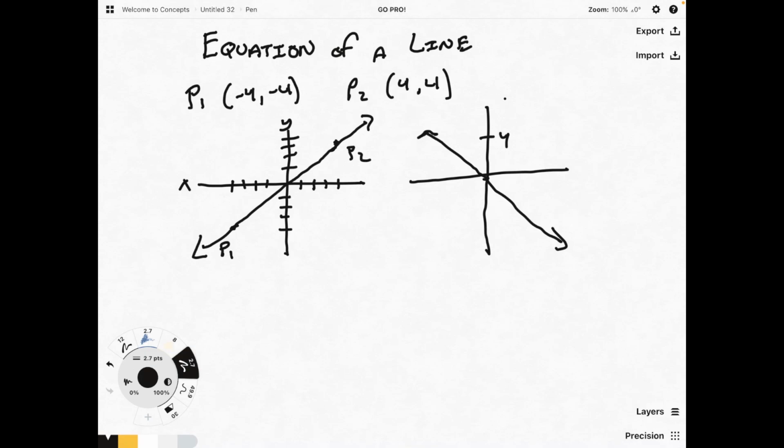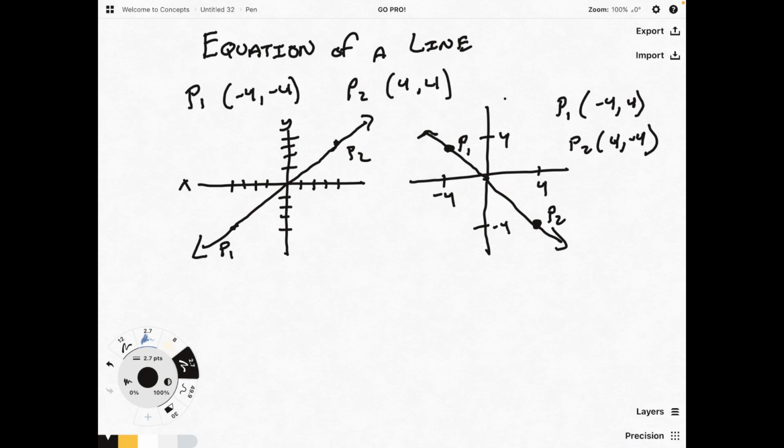And if we wanted to do 4, -4, and -4, 4, then we would have the point right there, and we would have the point right there. In this case, if this was P1 and this was P2, P1 would be equal to -4, 4, and P2 would be equal to 4, -4. Slope in algebra is represented by the letter m. And note that this is a lowercase m.